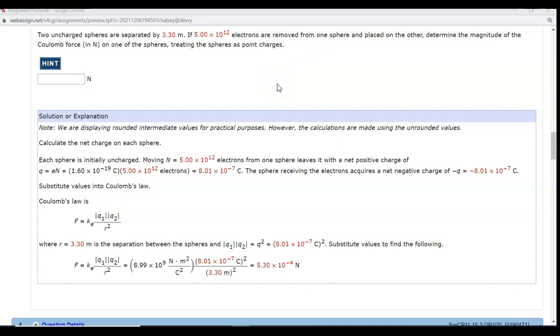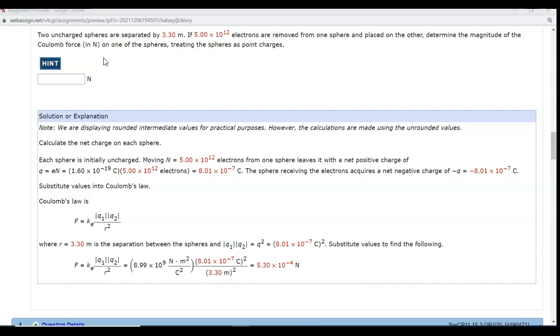Okay, here we're looking at the same type of situation. We're given two spheres separated by a certain distance. 5 times 10 to the 12 electrons are removed from one sphere and placed on the other. Determine the magnitude of the Coulomb force on one of the spheres, treating the spheres as point charges. Okay, each sphere is initially uncharged.